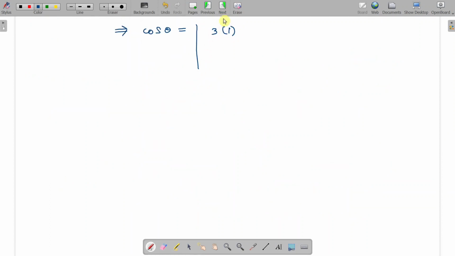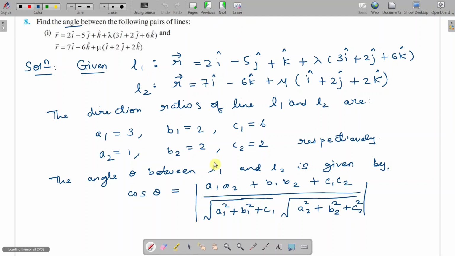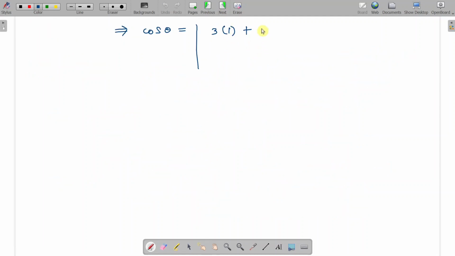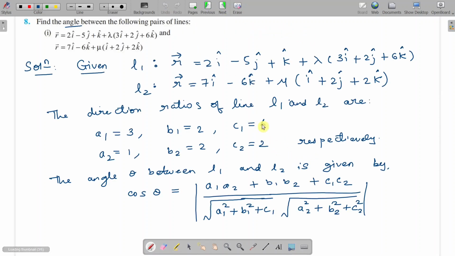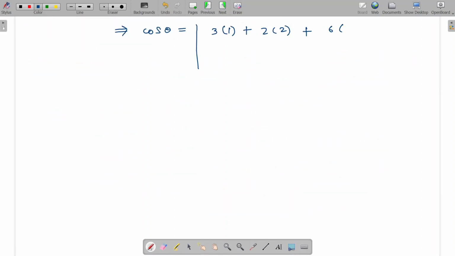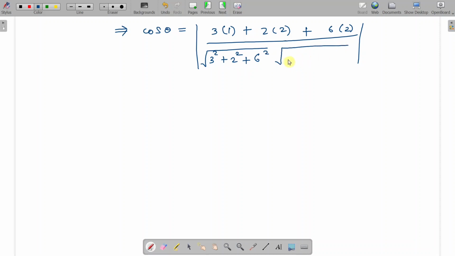a1 times a2, so 3 into 1, plus b1 times b2, so 2 into 2, then plus c1 times c2, so 6 into 2, divided by root of a1 square, so 3 square, plus b1 square, so 2 square, plus c1 square, so 6 square, into root of a2 square, so 1 square, b2 square, 2 square, and c2 square, 2 square, okay.